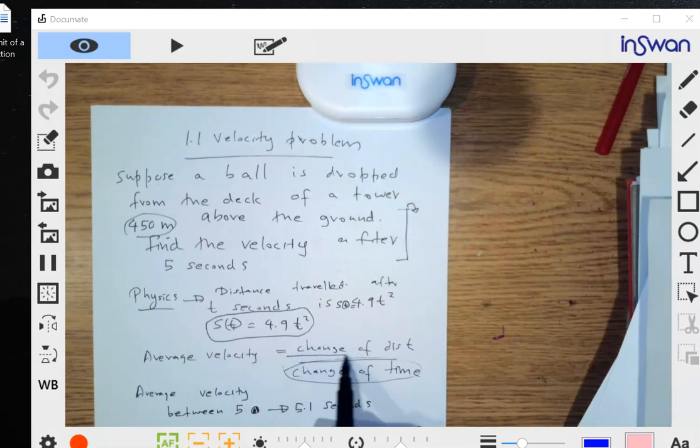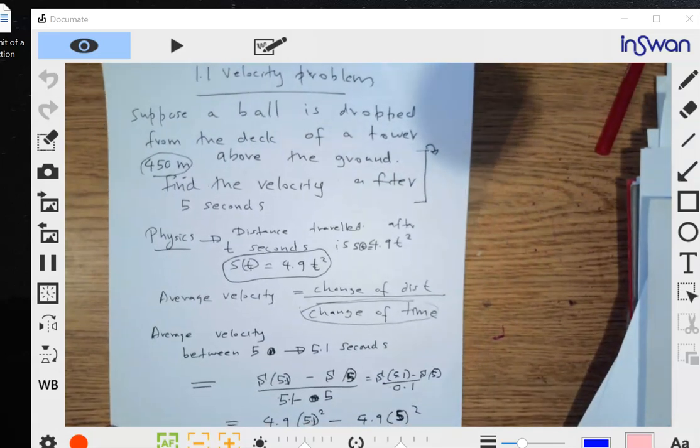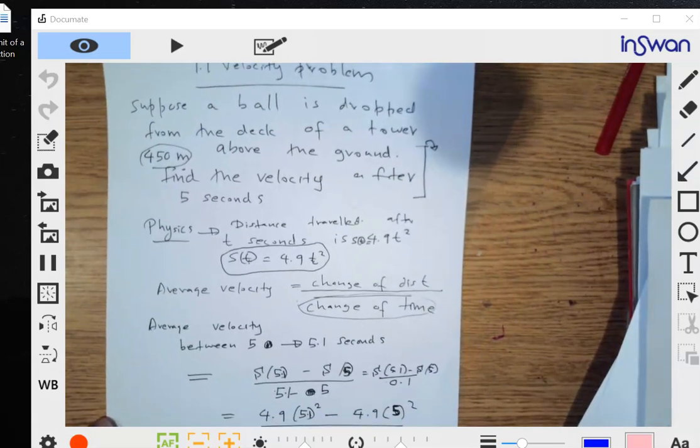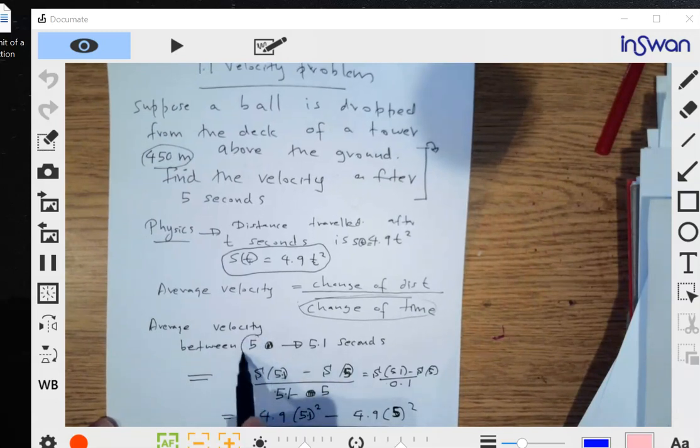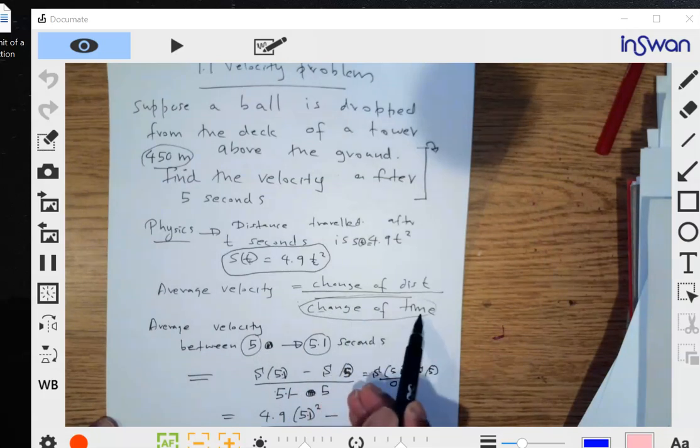Now, let's review a concept that you have done before, average velocity. Average velocity is the change of distance over change of time. Now, suppose we want to really find the velocity at 5. But instead of doing that, let's try to find the velocity between 5 and 5.1. Why are we going to do that? Because we need it to move a little bit if we want to find the average velocity, because there has to be a change of time.